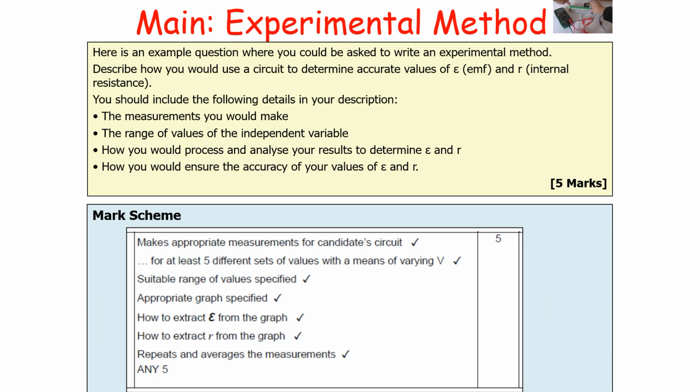EMF is the y-intercept and internal resistance is the negative gradient of the line of best fit. So when looking at your mark scheme, you can see you've gained all 5 marks here by talking about how you extract the values from the graph, what graph you would draw, what range of values you're going to take, what measurements you're going to take from the circuit, and repeating and averaging any measurement.